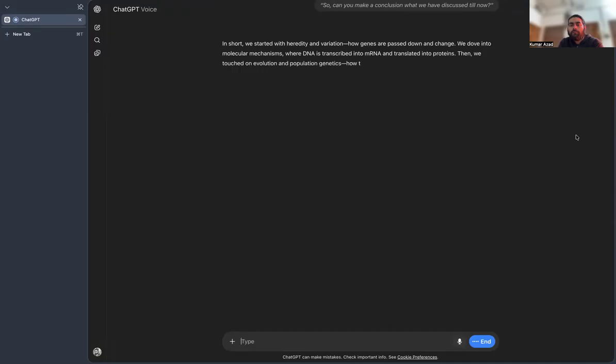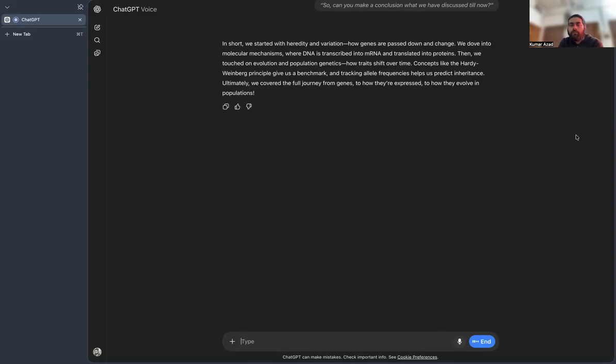Then we touched on evolution and population genetics, how traits shift over time. Concepts like the Hardy-Weinberg principle give us a benchmark, and tracking allele frequencies helps us predict inheritance. Ultimately, we covered the full journey from genes to how they're expressed to how they evolve in populations.